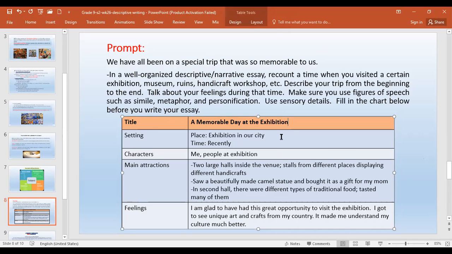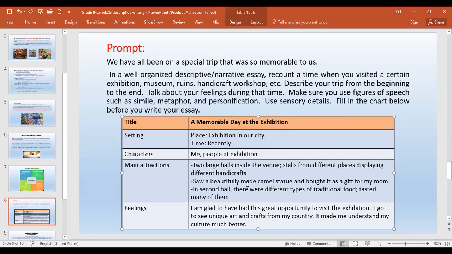So the setting: an exhibition in our city. An exhibition, as I said, is a place where they display a lot of stuff and people go and buy them. Time: recently, it happened recently. Characters: me and the people at the exhibition. The main attractions, what did you see? 2 large halls inside the venue. A venue is a place where a lot of people go to. Stalls from different places displaying different handicrafts.